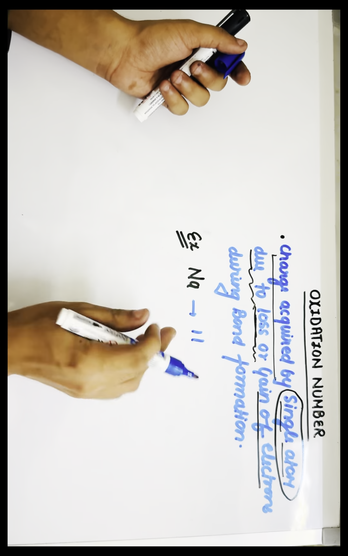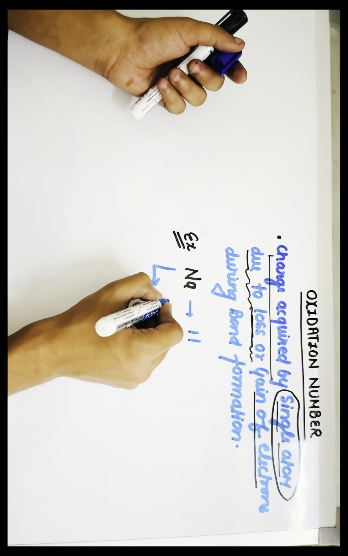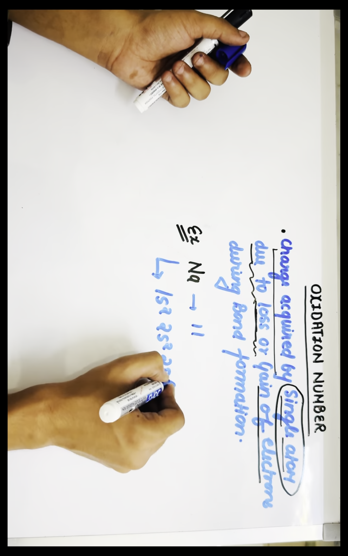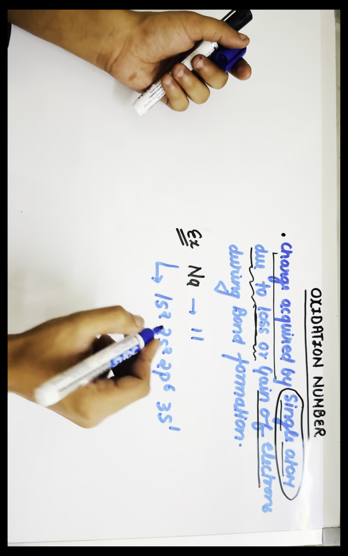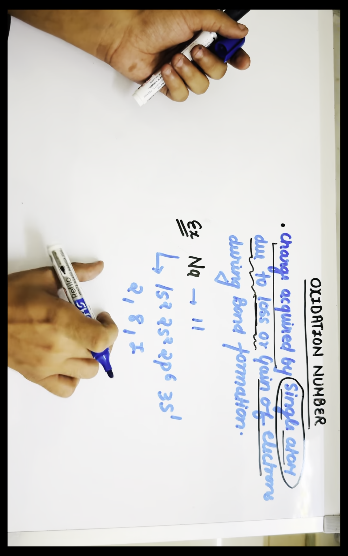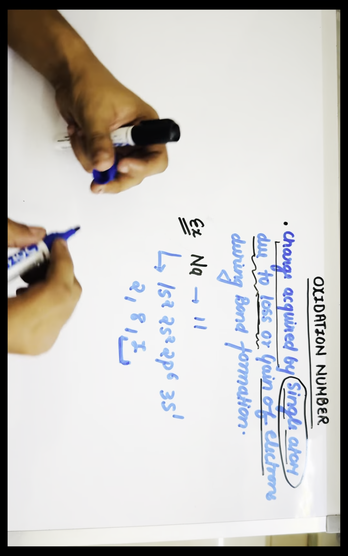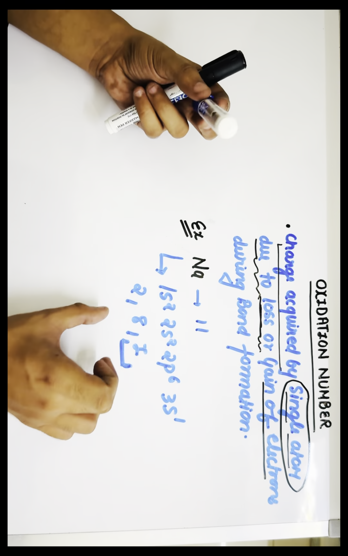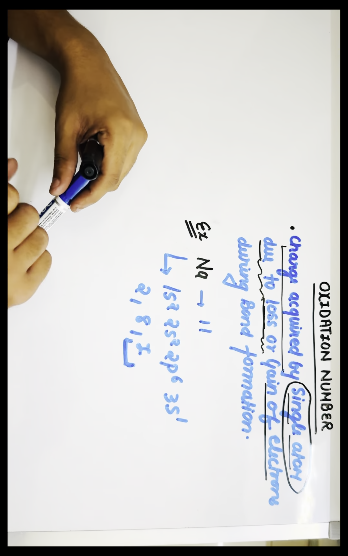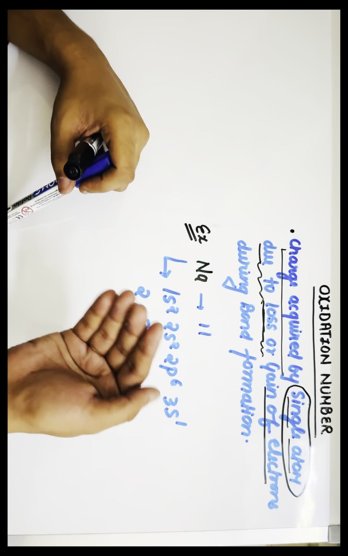Now if I want to write the electronic configuration of sodium, I can write 1s2, 2s2, 2p6, 3s1. Now, 2, 8, 1. So these are the electrons, and this last one electron is in the outermost shell. It means that in the outermost shell of the sodium element, there is one electron. Now, just assume that this sodium atom wants to become stable.